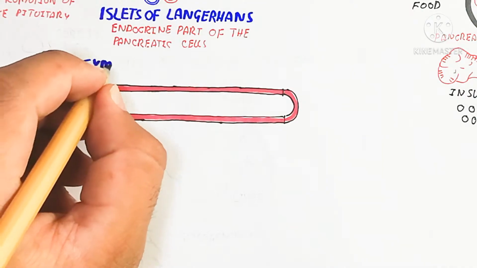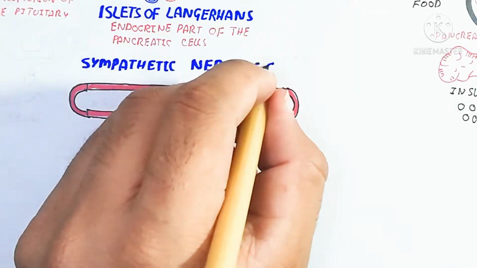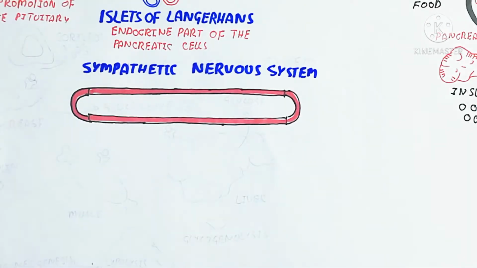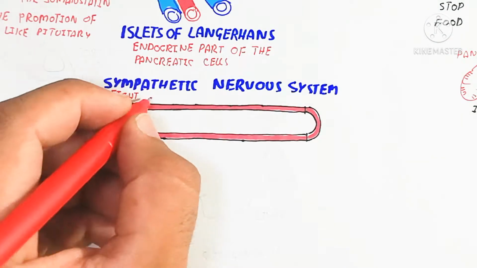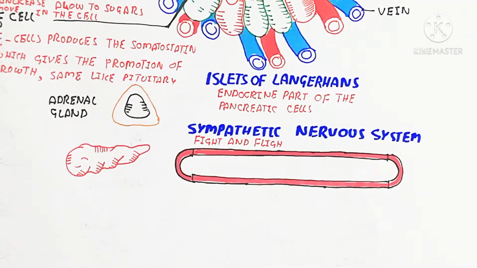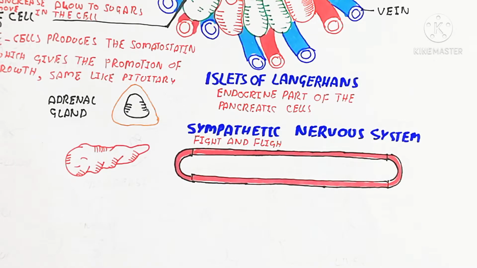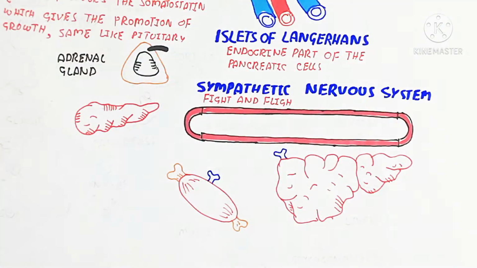On the other hand, here is one more important thing: the sympathetic nervous system, which also enhances glucagon. How? Here we will discuss the fight or flight response due to the sympathetic nervous system, which gives more alertness, more breathing, more heart rate, pupil dilation, as well as vasodilation and vasoconstriction in different regions, making the person more active and energized.